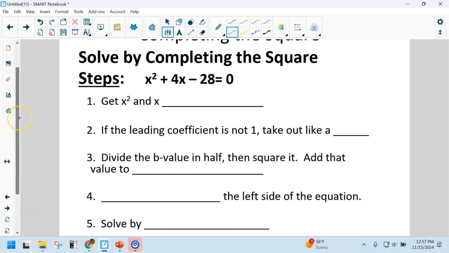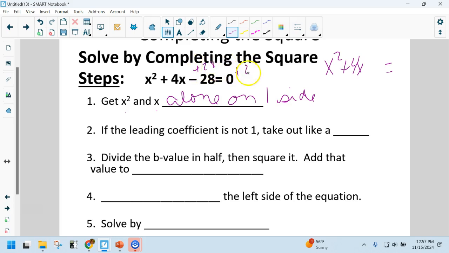First step is we are going to get the x and the x squared alone on one side. Okay, so if I were doing this example here, I would leave the x squared and the 4x on this side, and then I would move that 28 to the other side. So I would actually add 28 to both sides so that the 28 is out of the way of the x's. I only want to deal with the x's.